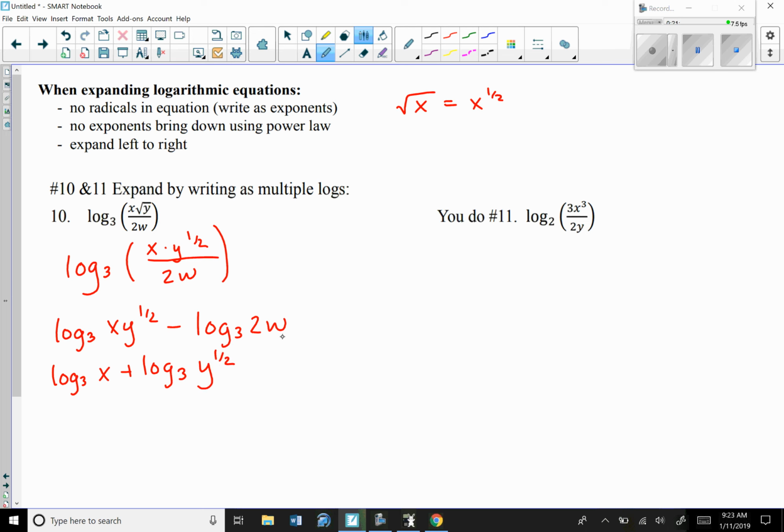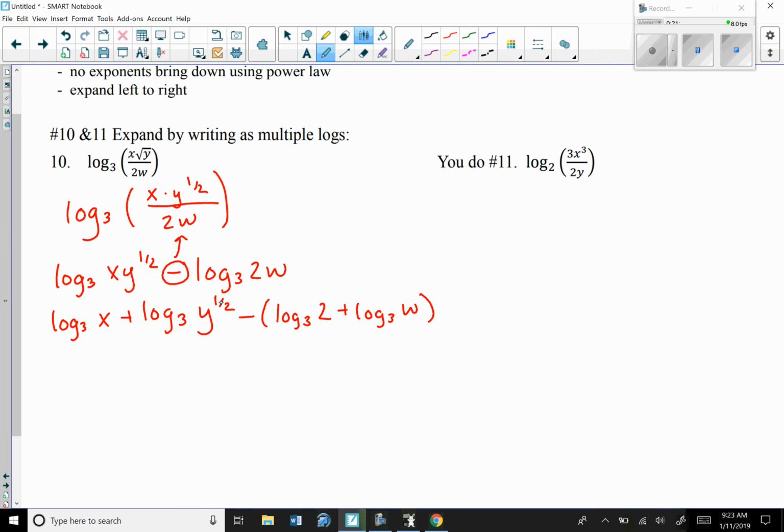Now for this next part, when you expand these, you have to be careful, because notice that both of them are in the denominator here being subtracted. So I'm going to put parentheses here because we're subtracting both of them. So this would be minus the log base 3 of 2, and these are being multiplied, so plus the log base 3 of w.